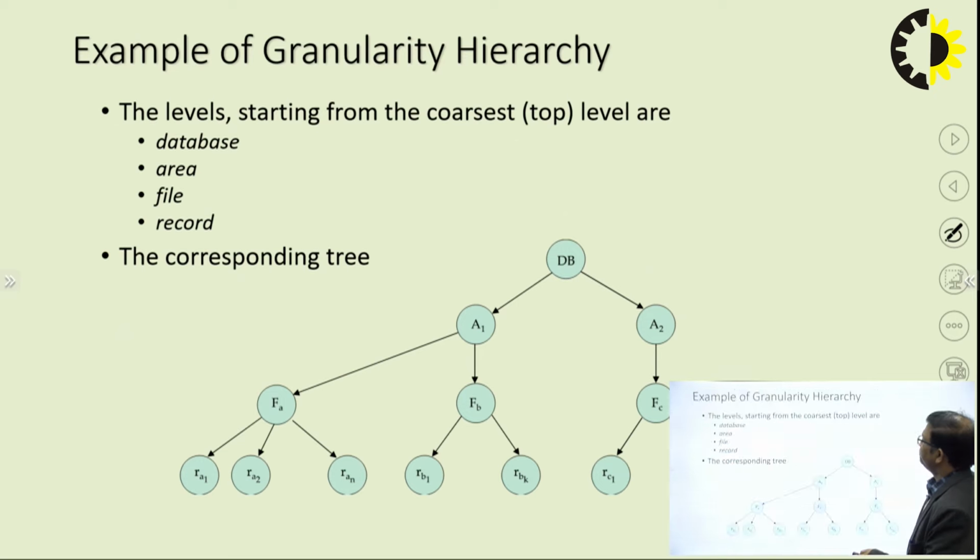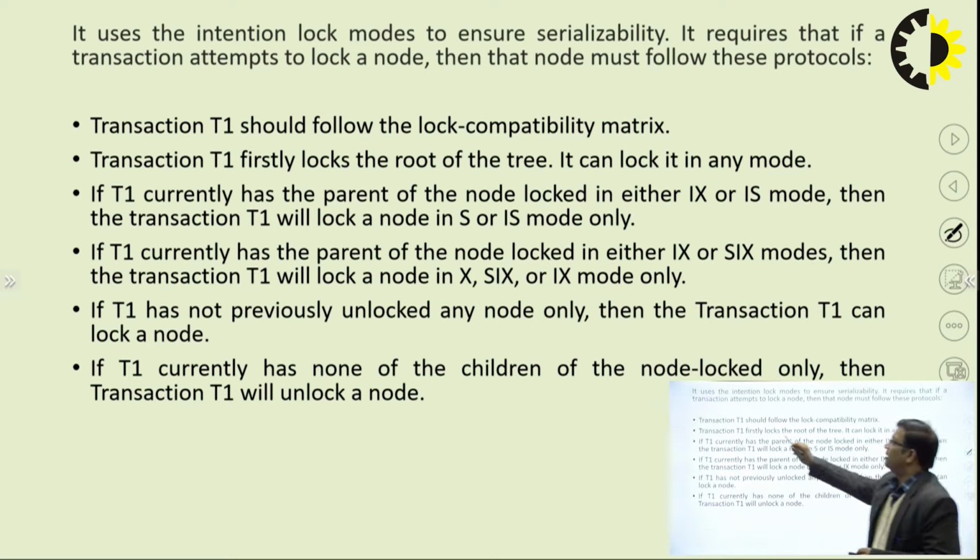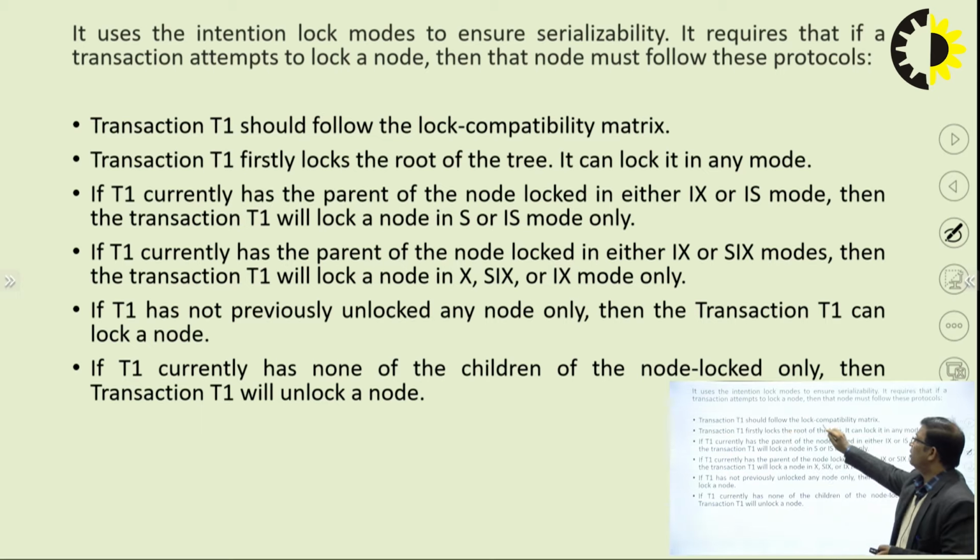So these are the various conditions for multiple granularity. Okay. Listen carefully. Transaction T1 should follow the lock compatibility matrix. Obviously.